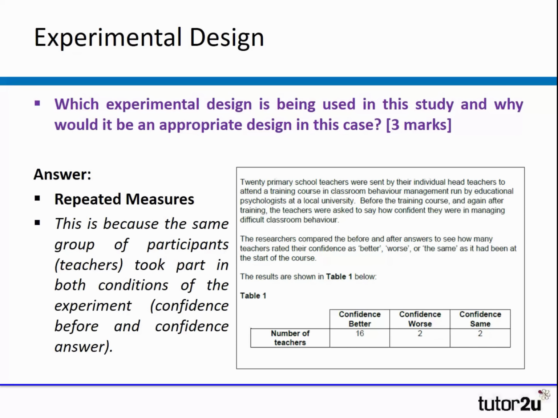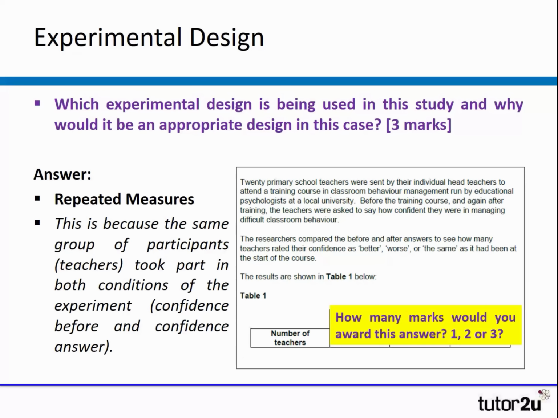Okay. Now, if we think about the question itself, the question says, why would it be appropriate? Okay, in this particular case. So this answer isn't actually doing that. It's just really saying what a repeated measures design is and slightly applying it to the question. This would only pick up the 1 mark because we've not done this. Why is it appropriate in this case for this particular experiment?